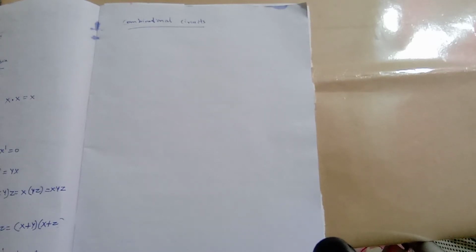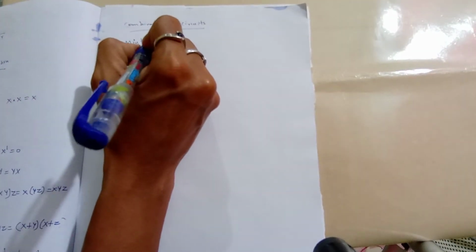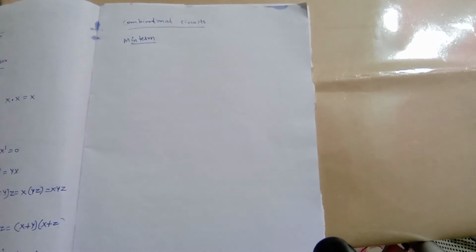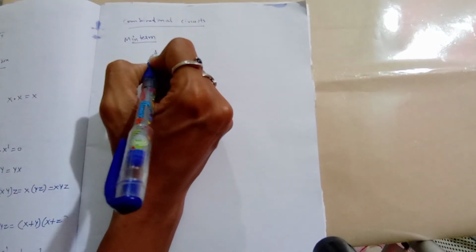Okay, now we'll see minterms. What is a minterm? A minterm of n variables is a product of n literals. Here the literal is a variable or its complement. You can take a variable A or its complement A bar. It appears exactly once in either true or complemented form but not both. That means we will get either A or A bar but not both at a time.